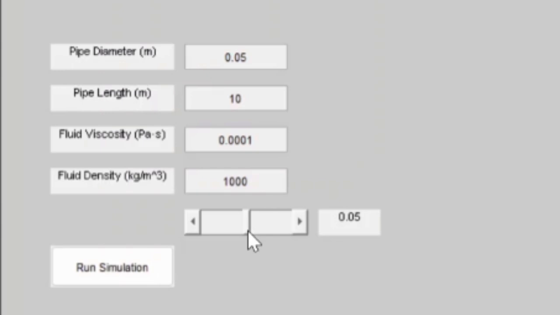And now this is the flow rate slider. As you can see, as we slide it, it will change value. But for this simulation, I will set it to 0.05. Okay, now we press the run simulation.